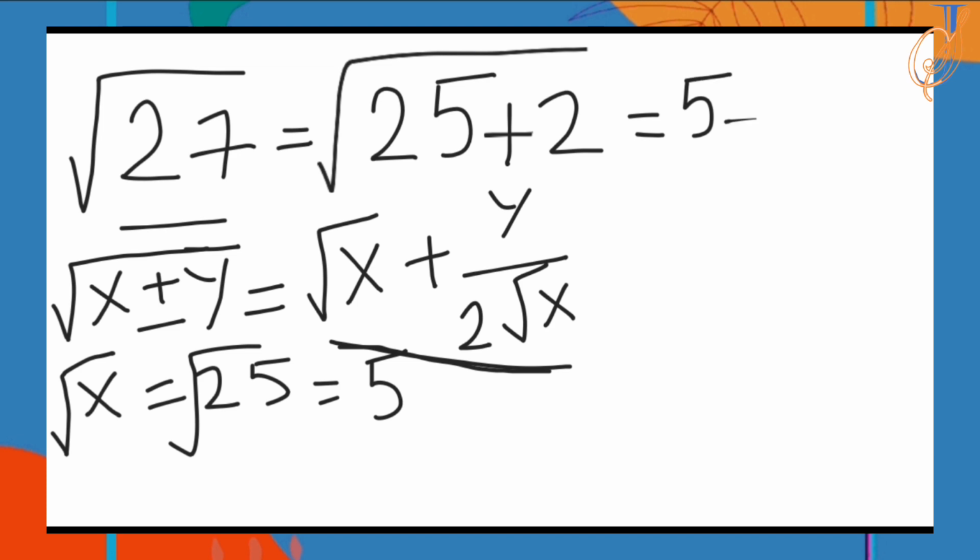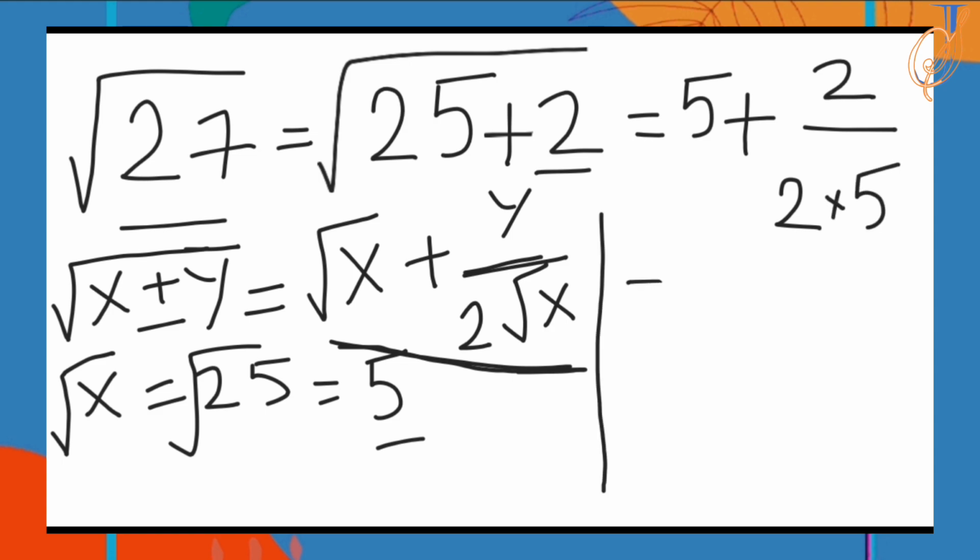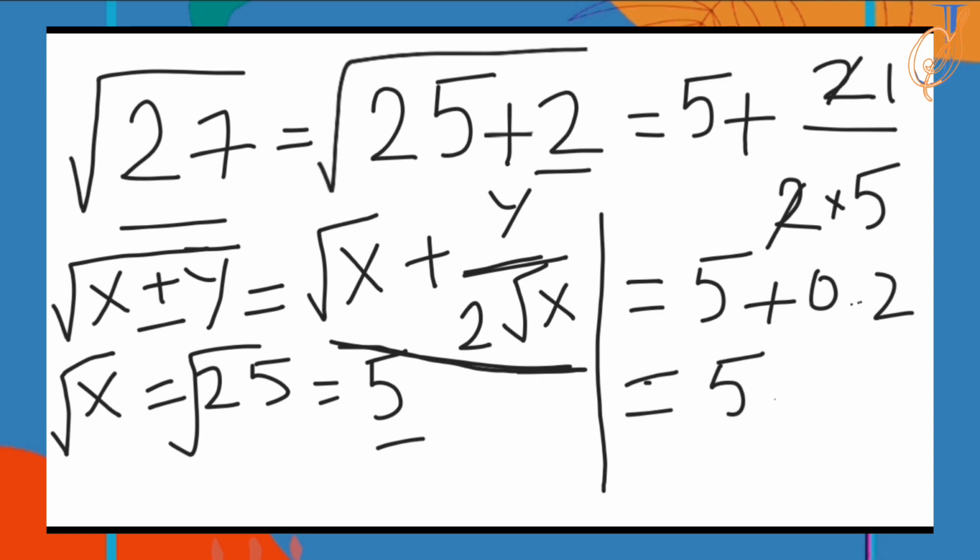So 5 plus, what is the value of y? Value of y is 2, divided by 2 root x. Root x value is 5, so that means 2 times 5. Here the 2 gets cancelled. So plus 1 by 5, which is 0.2. The answer is 5.2. The square root of 27 is 5.2. If you calculate this using a calculator, you will find the exact value, which is approximately equal to our solved value.